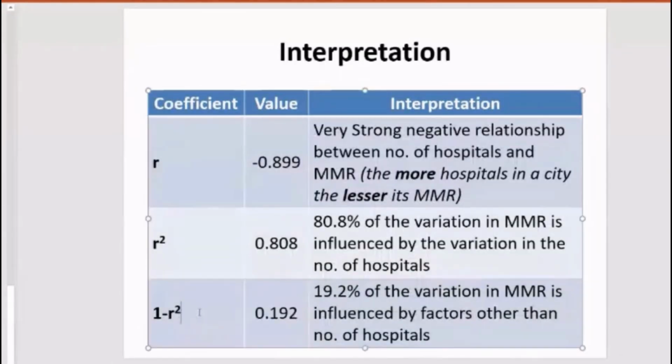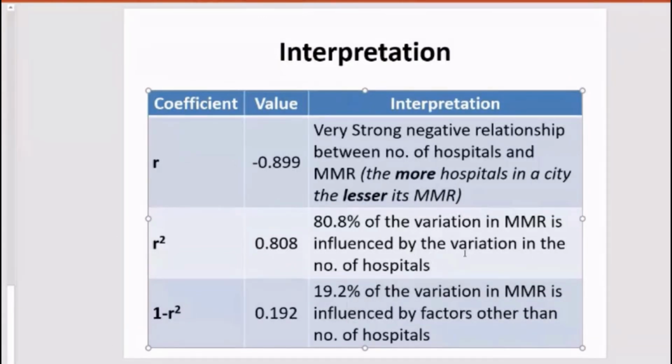So going back, 1 minus R squared is equal to, compute it, 1 minus 0.808. 0.192. Okay, 0.192. Convert that into percent, that is 19.2%. Consequently, that's just the remaining balance of the percentage from 80.8. So if you add the two, that's 100%. Meaning, the 80.8% reason for MMR is hospitals. The rest, 19.2%, is the cause of MMR aside from the number of hospitals.